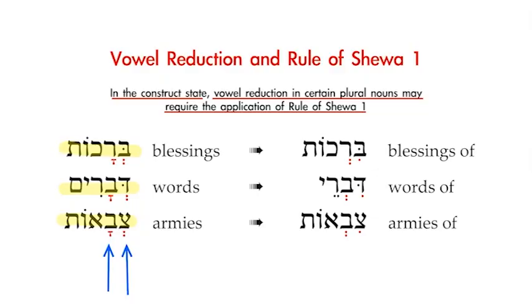And the rule of schwa 1 states that when you have two vocal schwas at the beginning of a word, the first will change to hireq followed by a silent schwa. And that's exactly what we have in our three examples on the right. Hireq under all three first root letters, and then vocal schwa under the second letter in each form. So now we have birkot, divrei, and sivot, each of which are following rule of schwa 1.